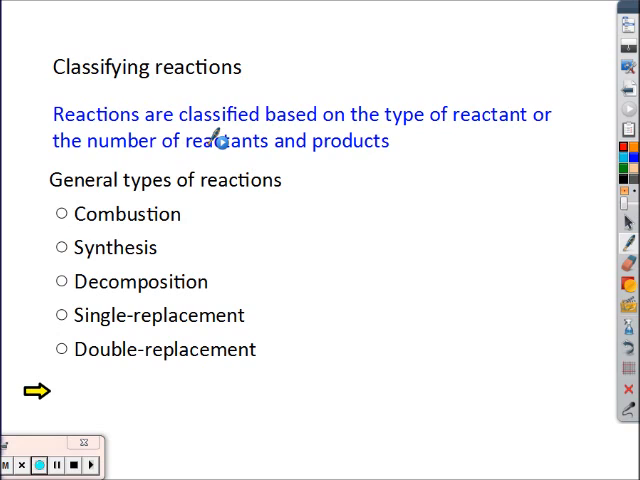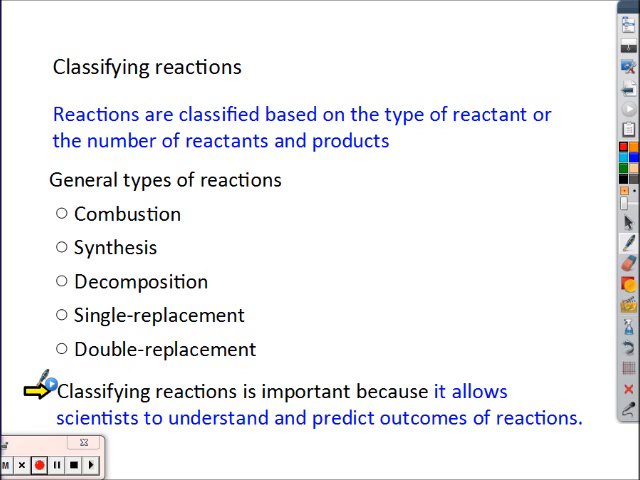Some general types of reactions. These are only 5 that we're going to talk about. There's a lot more than this if you get into organic chemistry and start getting into more complicated chemistries. But for our purposes, we're going to simplify to these 5 types: combustion, synthesis, decomposition, single replacement, and double replacement. The reason this is important is because it allows scientists to understand and predict outcomes of reactions. So we want to be able to predict things.